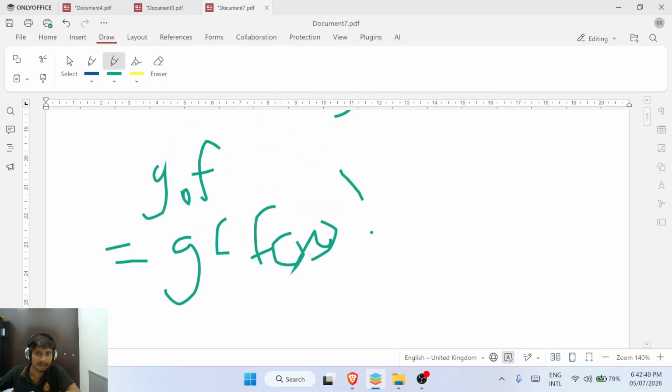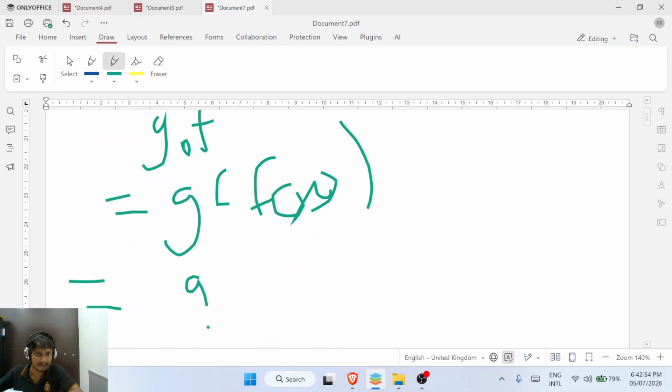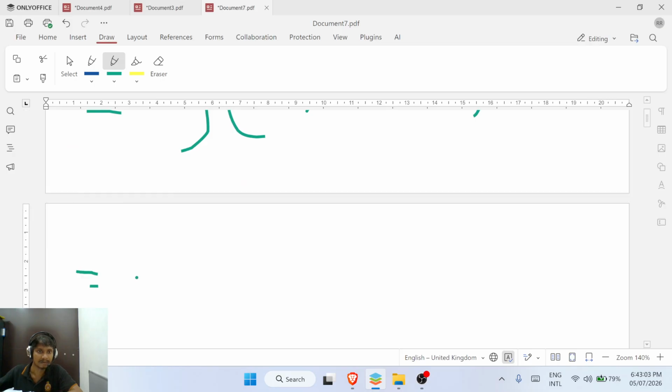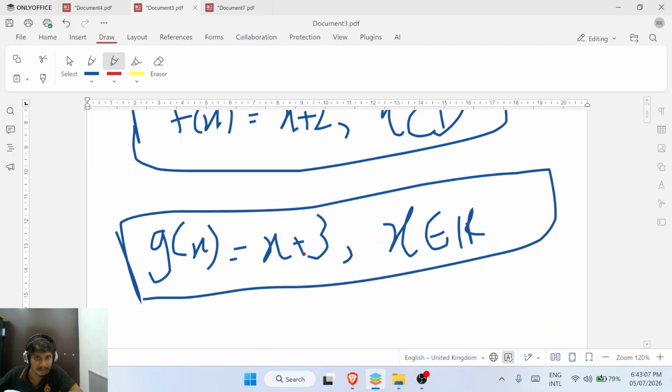Now we can substitute, because we are finding this only for x greater than or equal to 0, not for negative values. Only for 0 or positive numbers. g of what? f of x for x greater than or equal to 0 is x square. So g of x square. Now what is g of x? g of x is x plus 3.